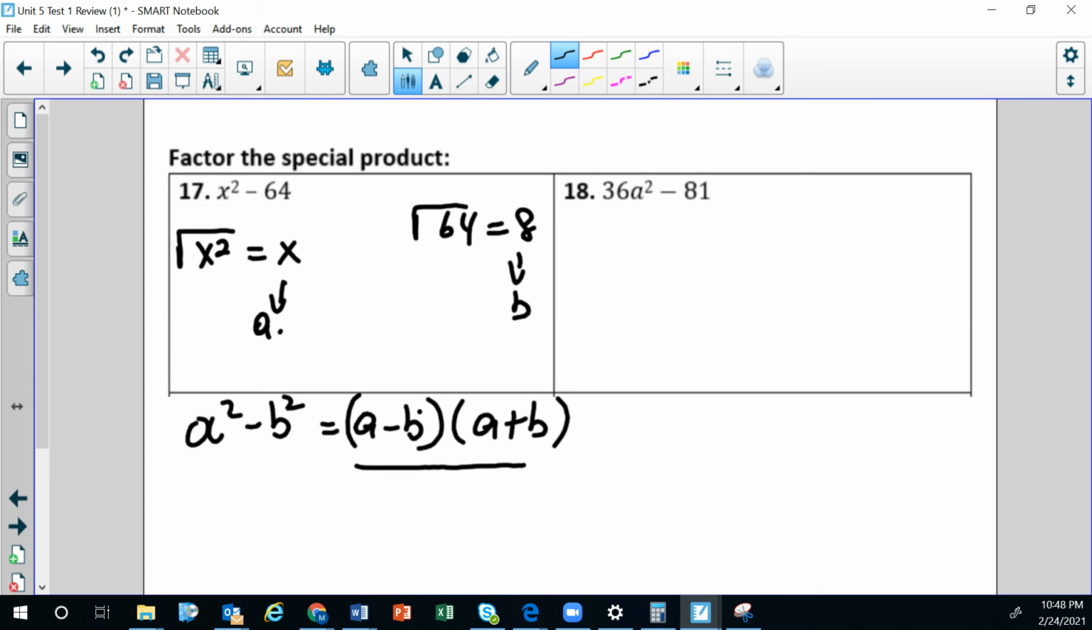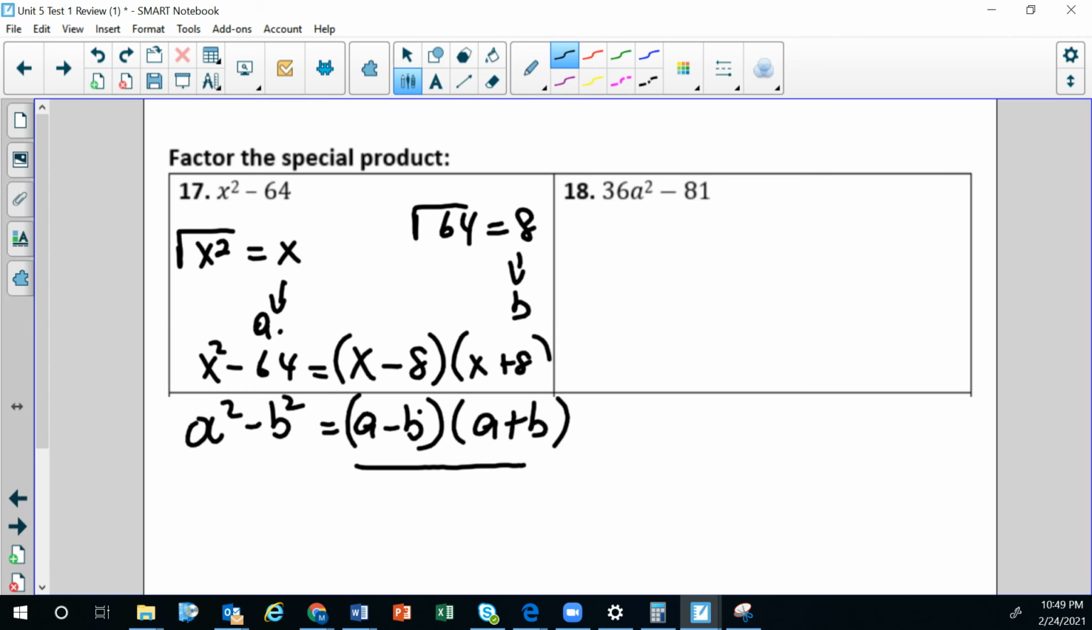Okay. So all I'm going to do is this now. My a is x, right? And my b is 8, minus 8. So that's one factor. And the other one is a plus sign, x plus 8. All right. So x squared minus 64, that's the answer when you factor it out.